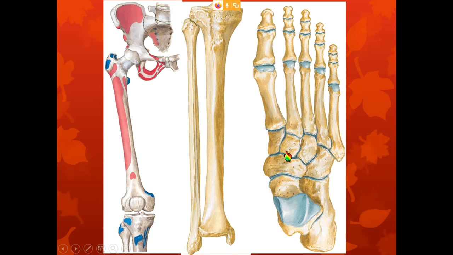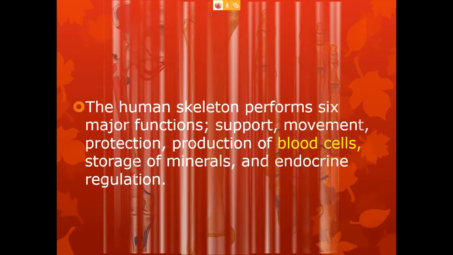Then coming to the foot. In the foot region, we can identify seven tarsals, five metatarsals, and 14 phalanges in each foot. The seven tarsals are talus, calcaneum, navicular, cuboid, then the cuneiform bones: medial, lateral, and intermediate. Remember the names: calcaneus, talus, cuboid, navicular, and the three cuneiform bones. These are the names of the tarsals.